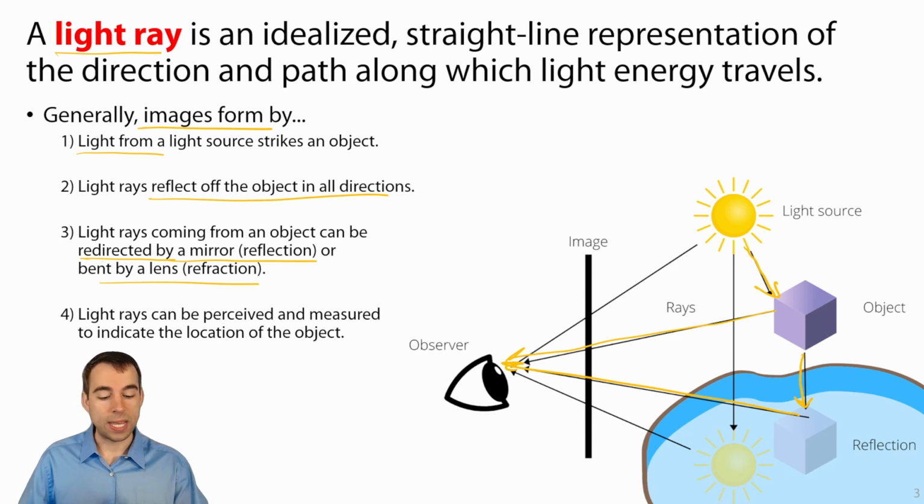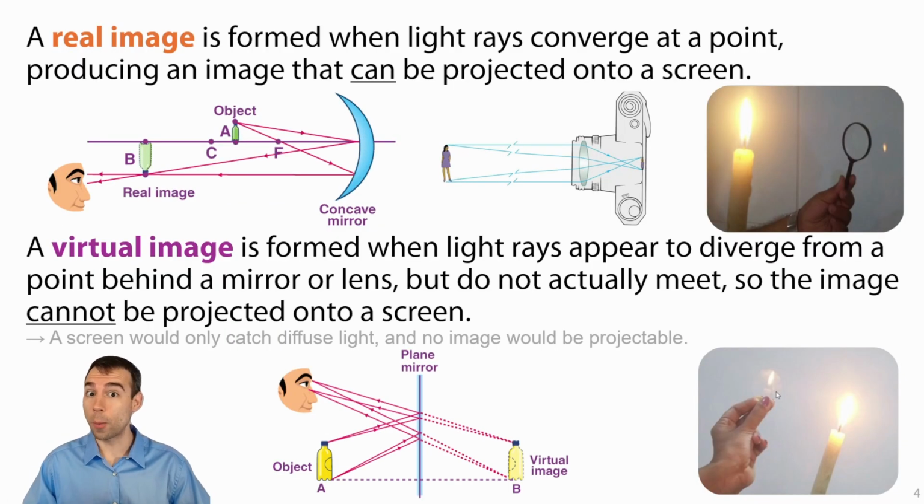In this way, we can ultimately perceive objects in a far distance by picking up the light rays that are bouncing off of that object. And so we essentially form an image on our eye of an object that we're looking at in the distance. This is called image formation. And we can form two types of images.